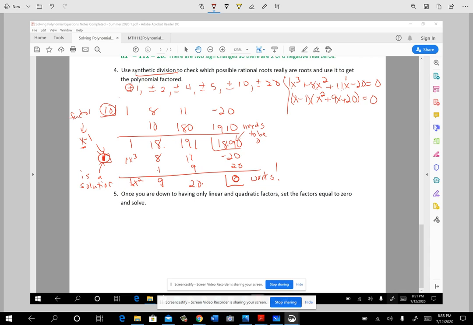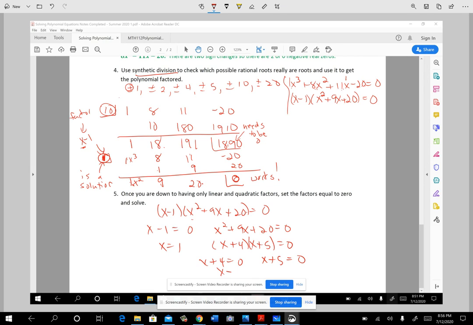Once you get it factored, if you have x minus 1 times x squared plus 9x plus 20 equals 0, you're home free. You already know that's one of the solutions. Then you have a quadratic equation, and you know how to solve quadratics. If they're factorable, you just factor it like this one is. Then you set those factors equal to 0, and you wind up getting your solutions. Negative 4, negative 5, and positive 1 are the solutions.